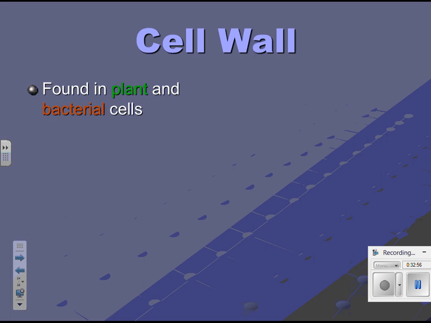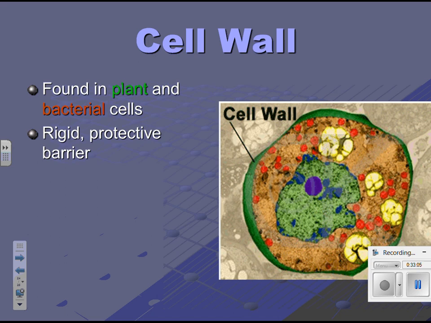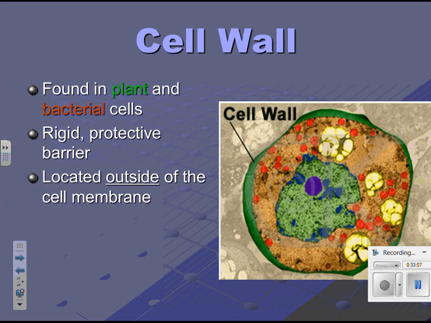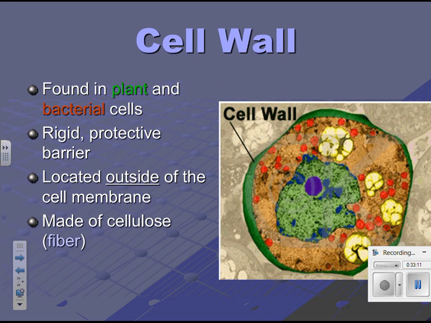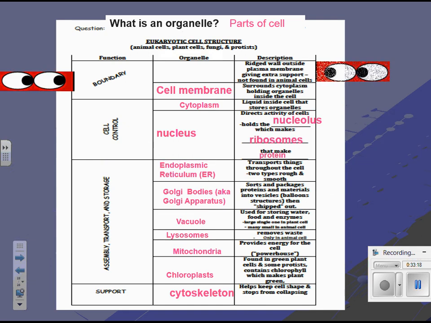Just like for your city. It is only in plant and bacteria cells. It's a rigid protector, meaning it's hard, it's tough, and it's made out of sugar. Cellulose is a sugar, and it's on the outside of the cell membrane. Where are we looking? Obviously, Keyshawn? Boundary, and it is a rigid wall outside of the plasma membrane.